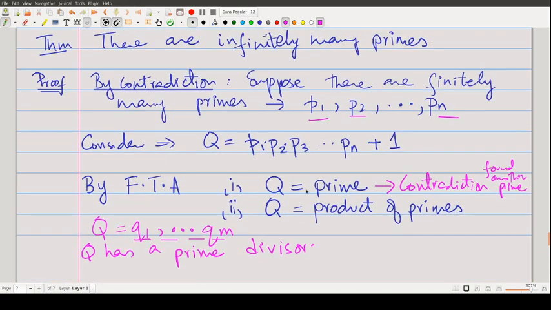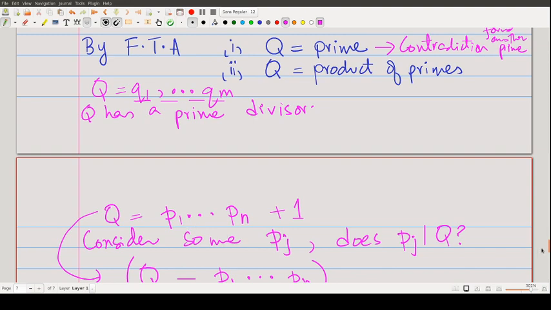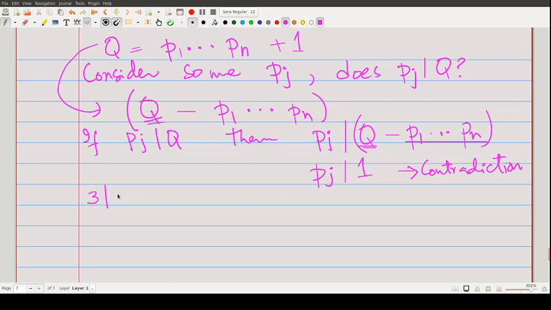So in the first possibility, when we considered P is a prime, we found a contradiction because we found another prime. And if Q is a product of primes, then these primes must come from this list. But we've shown that none of these Pj's would be able to divide Q, because if it was a divisor of Q, then it should have been able to divide this subtraction. For example, if 3 divides 9 and 3 divides 6, then it's able to divide 9 minus 6 as well, because you can take 3 common from it.